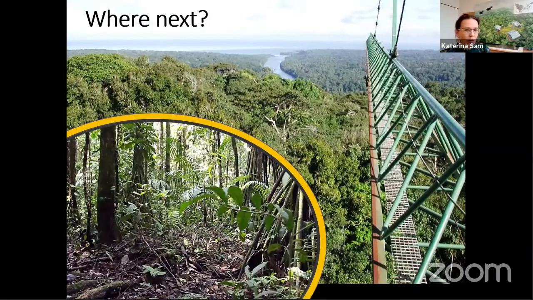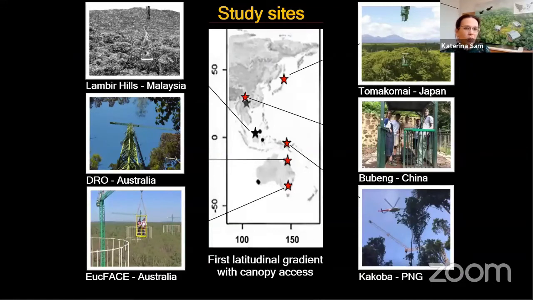The forest canopies are expected to host much higher diversity than the forest understories, and there should also be much stronger trophic cascades, according to the hypothesis, but it has never been tested before because the access to the canopies is very complicated. And because we are very lucky now, we have the chance to work along the potentially latitudinal gradient of the canopy cranes, which are standing in Tomakomai, in Japan, in China, in Papua New Guinea, in Kakoba, where the Kakoba crane is, and then we have other cranes in Daintree, close to Cairns in Australia, and a Hawkesbury facility close to Sydney in Australia.